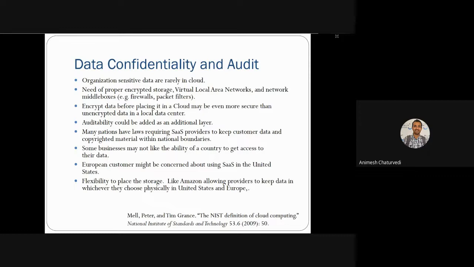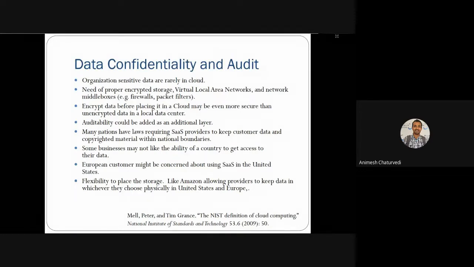Then some businesses may not like the ability of a country to get access to their data. Some businesses are very highly data intensive and security intensive. They do not like a country to access that data. A country has specific powers, so the country could forcefully access that data, but these companies are not willing to allow it. For example, Twitter wants to continue with some of the tweets that the Indian government doesn't like, and there are various tweets which were removed forcefully by the Indian government. So these are some business and government issues with a particular country. For example, Twitter or such social media does not work in China. So these are the issues.